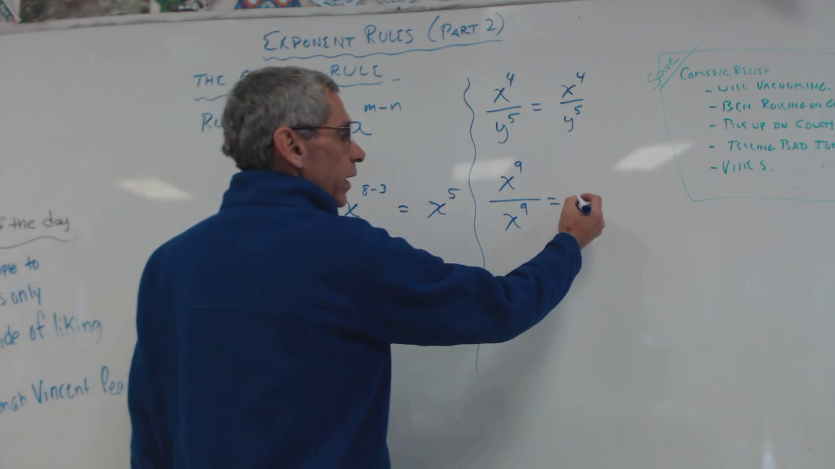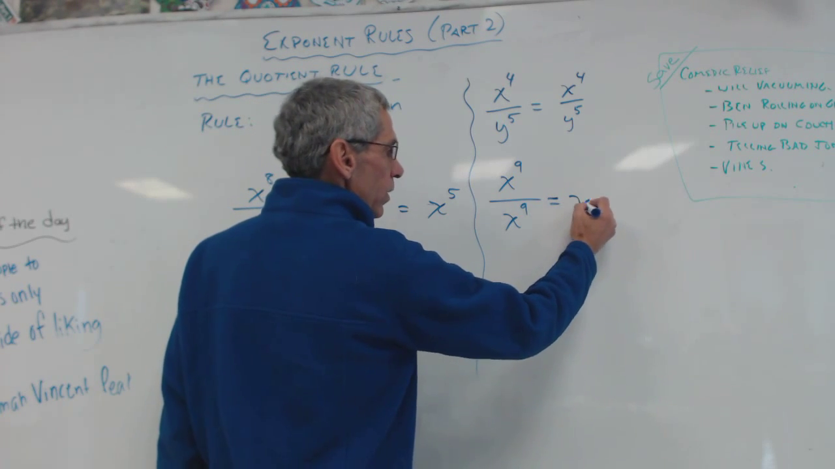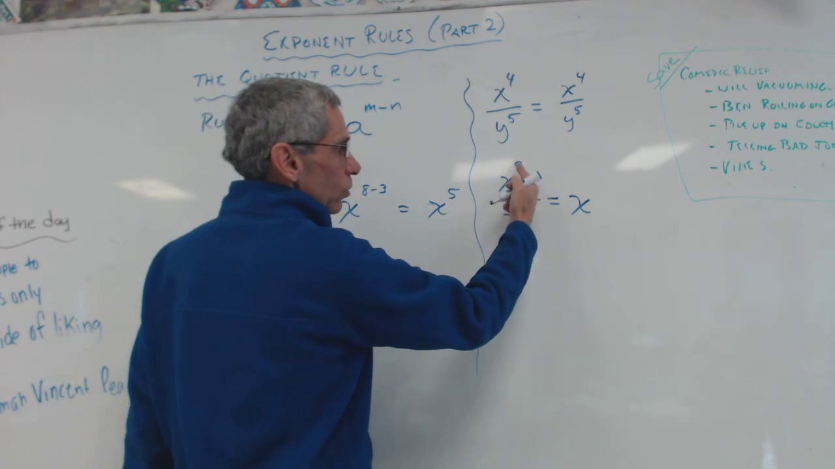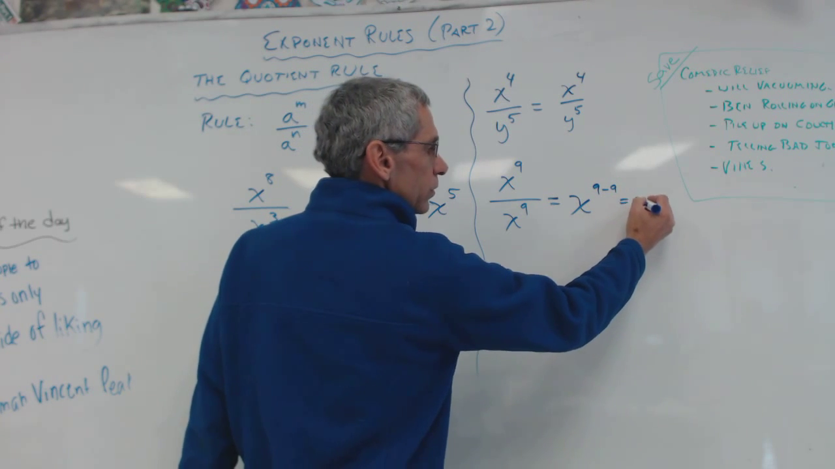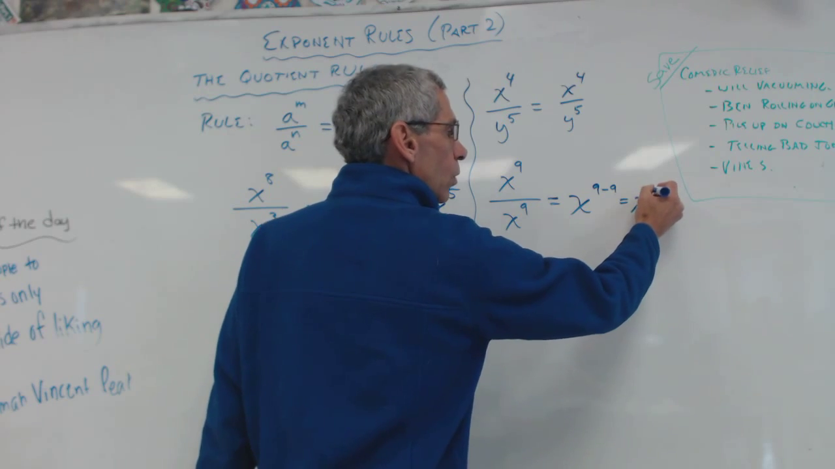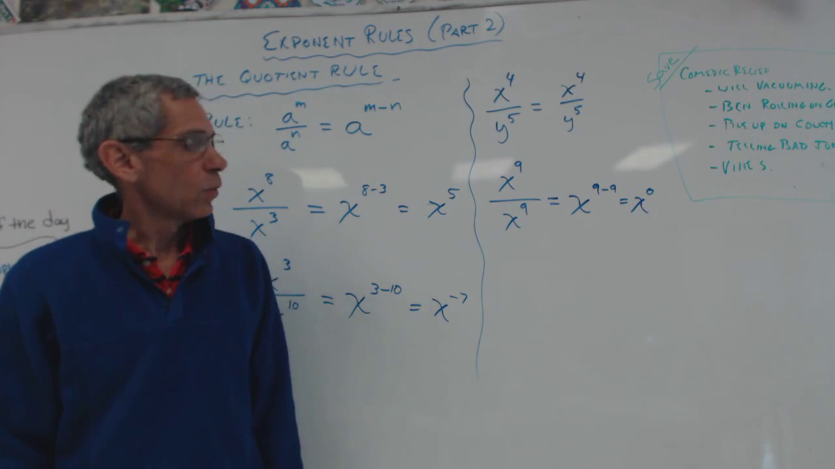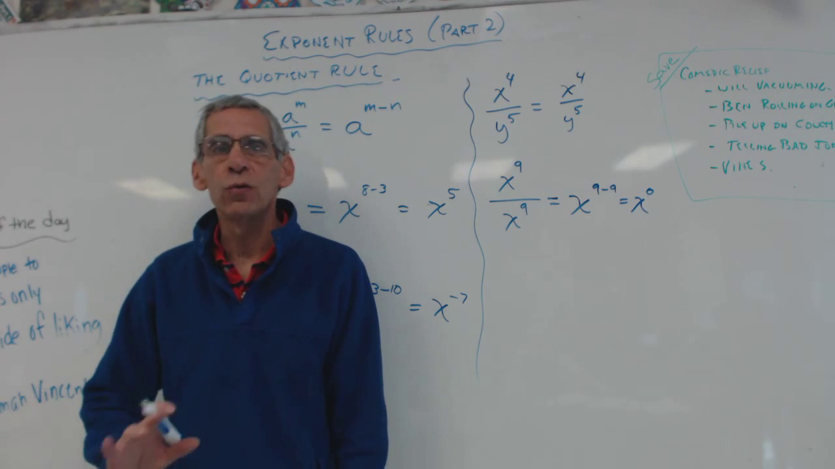So Zane is saying it would be x to the 0. Let's see how. Are they same bases? Yeah. So I can put the base here, and I can do 9 minus 9. What does that equal? 0. So x to the 0. Which is technically x, right? No, it's 0. Now the question is, what does x to the 0 equal? This is a whole different rule.